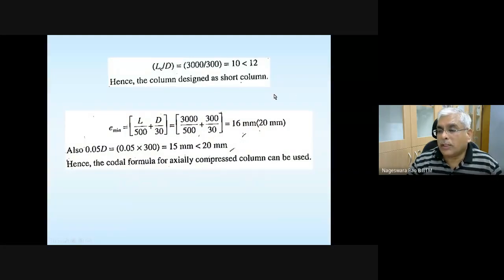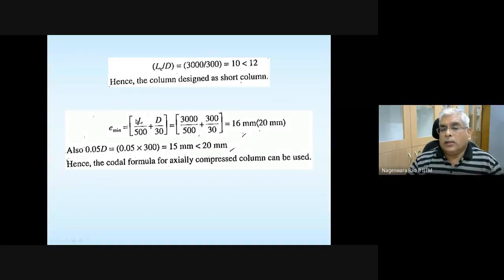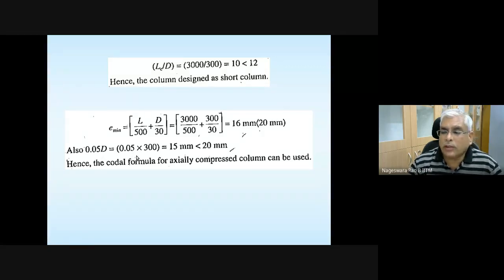And make sure the column is a short column. This is a circular column, so you don't have two kinds of eccentricities. That eccentricity is calculated. Minimum 20 mm eccentricity we need to use, and also make sure of the other check, 0.05 times the lateral dimension, that the eccentricity is not exceeding that value. And here actually it is exceeding that value.